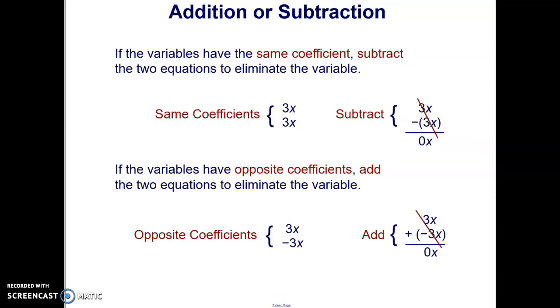So that means you would be looking at something like this, right? Here, 3x in one equation, a 3x in the other. If I subtract, then that eliminates the variable, right? 3x minus 3x equals 0x. If the variables have opposite coefficients, right, this means same number, different signs, like you see 3x and -3x, then you add. By adding them, you eliminate that variable from the expression. So let's look at how this works.